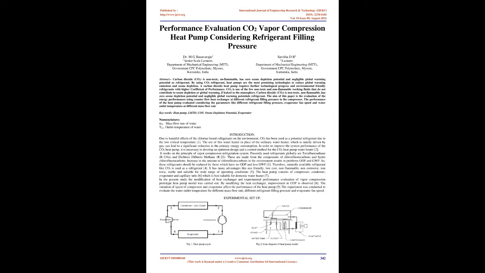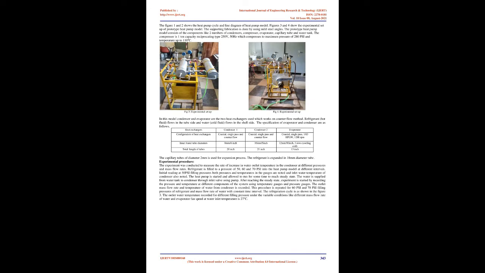It works on the principle of a vapor compression refrigeration system. Presently used refrigerants globally are tetrafluoroethane, R134a, and dichlorodifluoromethane, R22. These are made from chlorofluorocarbons and hydrochlorofluorocarbons. An increase in the amount of chlorofluorocarbons in the environment results in ODP and GWP problems. So, these refrigerants should be replaced by those which have no ODP and less GWP.